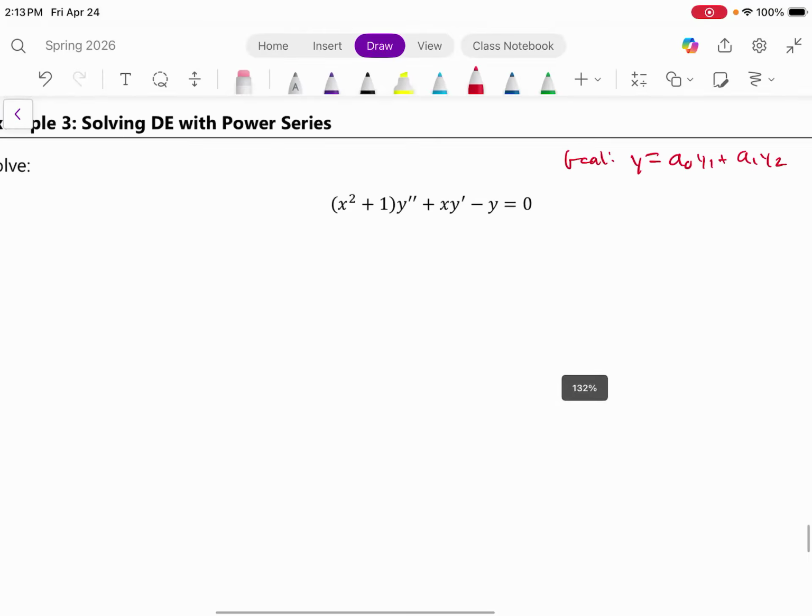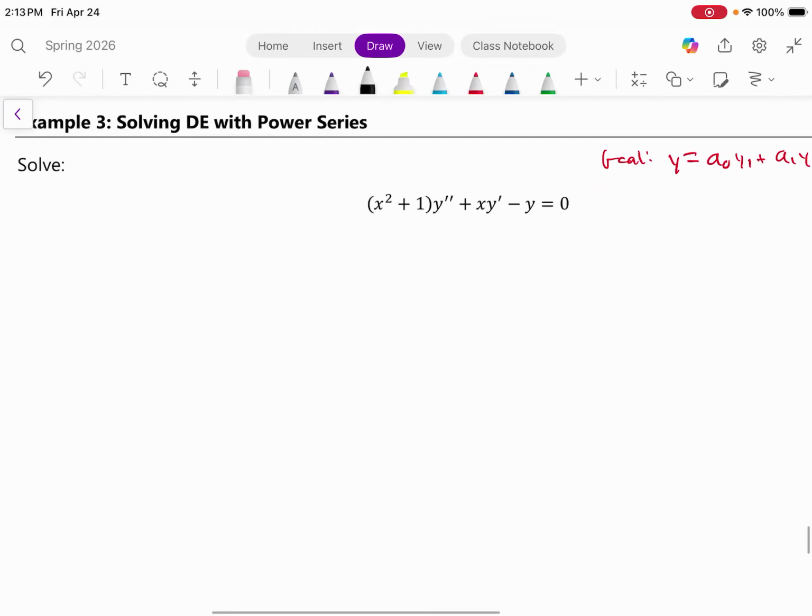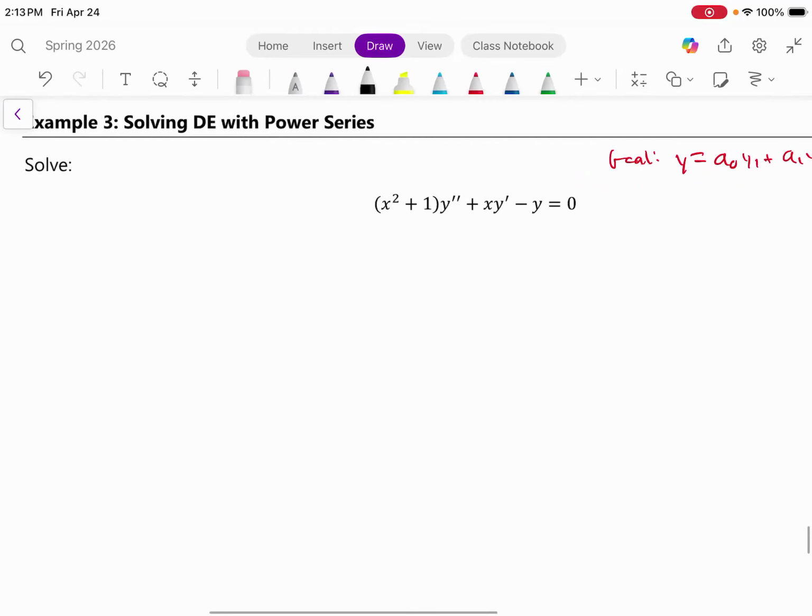So here's a differential equation: x squared plus 1 times y double prime plus xy prime minus y equals 0. This one's going to be a little more involved than the previous one because we have an x squared, we have an expression times y double prime, and we have another y prime term, so maybe a couple more things to deal with, but same process as always. Just got to follow the path. So let's go ahead and get going.